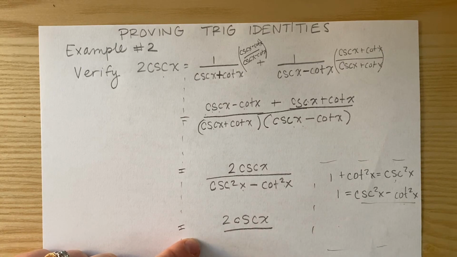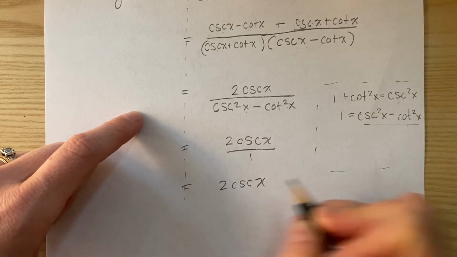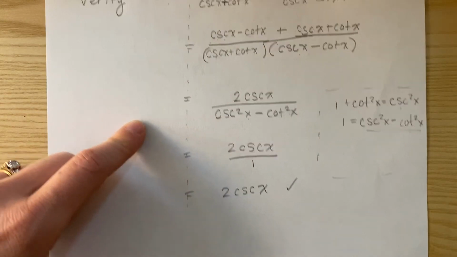2 cosecant x over 1. Well, that's 2 cosecant x. Check. Samesies.